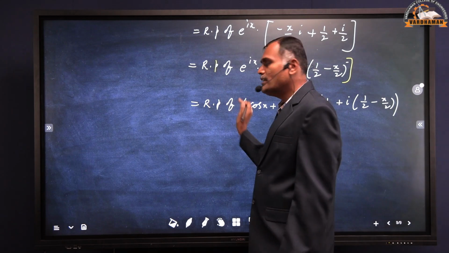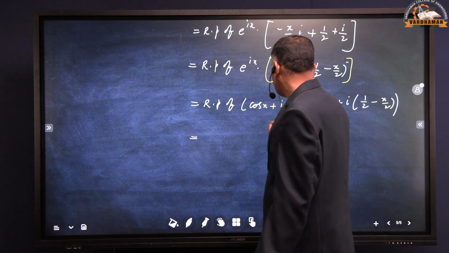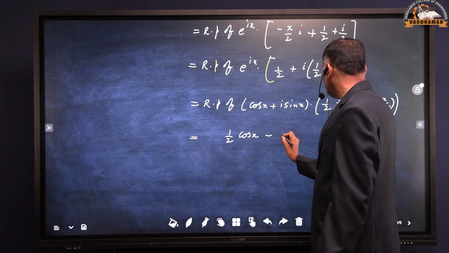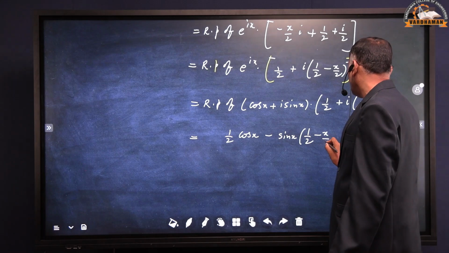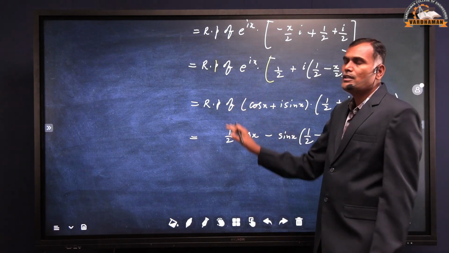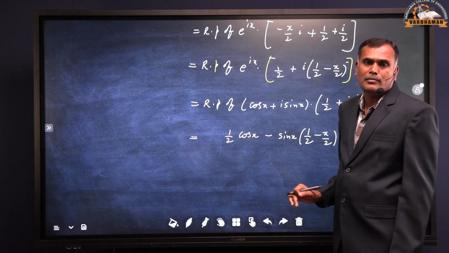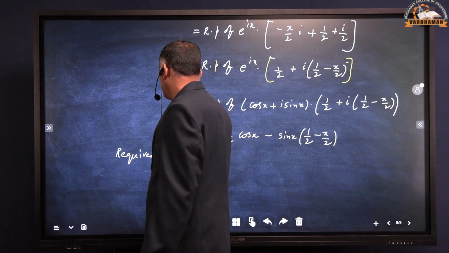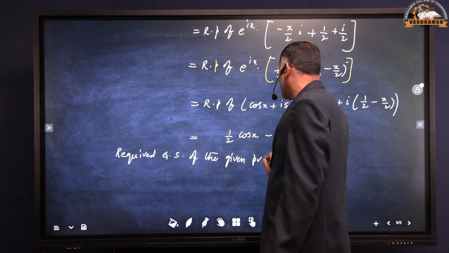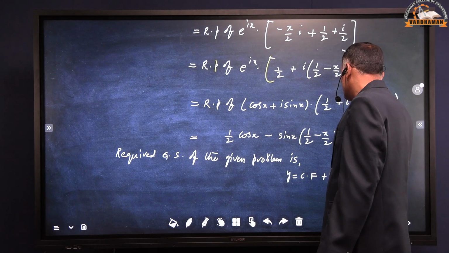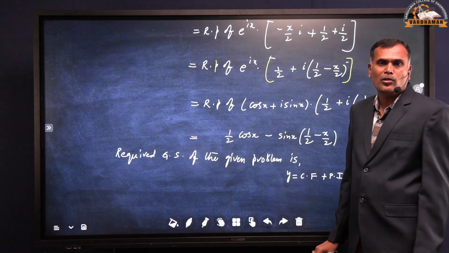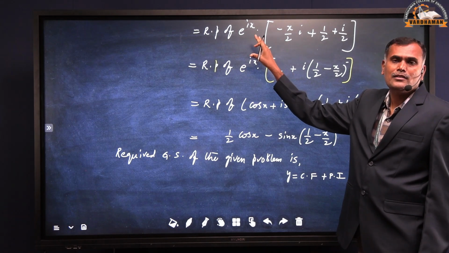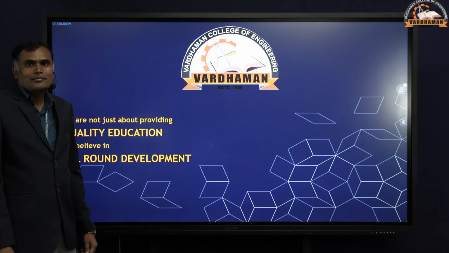So collect only the real part. Finally we collect 1 by 2 cos x, and this into this becomes minus sin x times (1 by 2 minus x by 2). This is the particular integral of the problem using the general method. Now finally we write the general solution: the required general solution is the complementary function plus the particular integral. Now this gives the required solution of the problem. In this problem we discussed how to find the particular integral using the general method. Thank you.